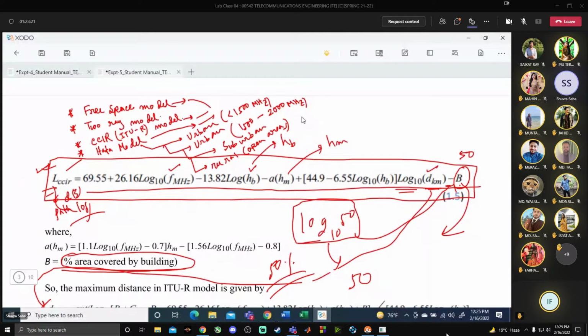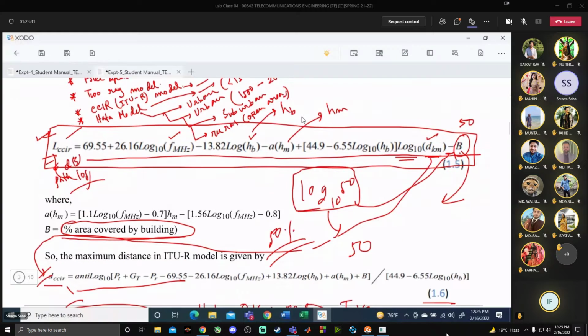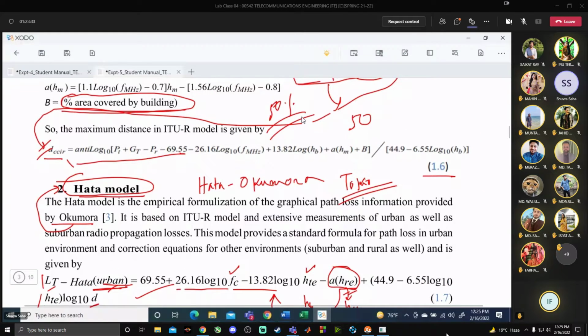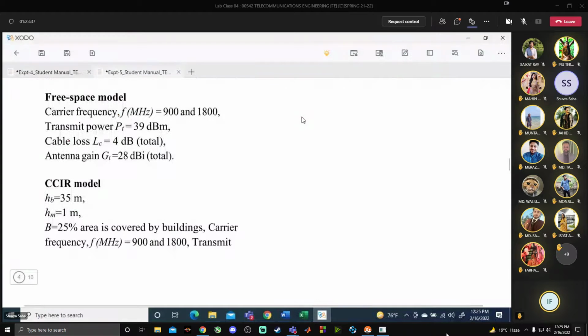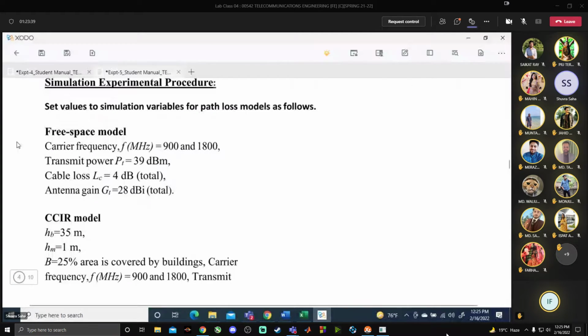জিনিসটা খুব easy. The equations are readily given. You just have to write these equations in the code and calculate the path loss for all the different models for the specific set of propagation variables, path loss variables. So if we look at the simulation procedure, you are given the path loss variables for the different models. দেখো free space টা এখানে আছে। Experiment 4 এ এটা ছিল, এটা আমরা এখানে আবার করছি to compare with others.